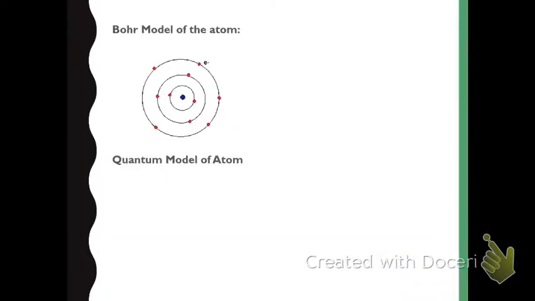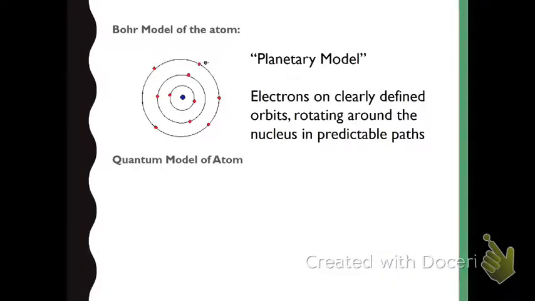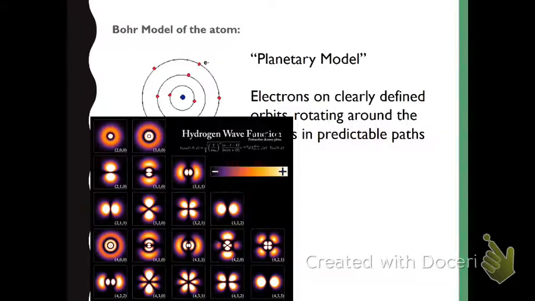The Bohr model of the atom was really one of the best models for a long time. It showed that electrons orbit on clearly defined rings around the nucleus. Very predictable paths, but then some guy, Schrodinger, came along and did some math and got some fancy equipment to say, well, these electrons aren't always in nice circles. Some of them are, but some of them aren't. You can see all kinds of crazy shapes here.